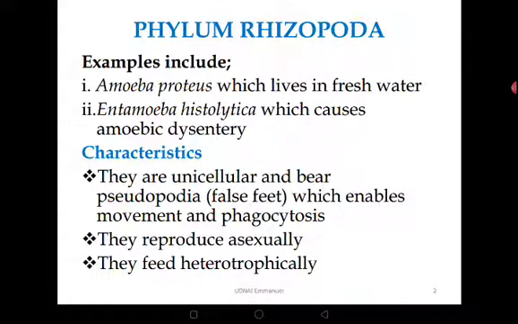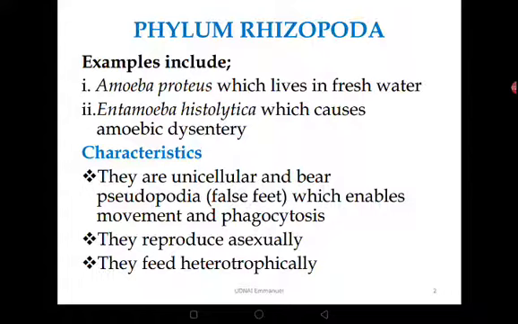Let's start with phylum RHIZOPODA. So this phylum, the pronunciation is RHIZOPODA, and it includes the Amoeba. This one lives in fresh water. You must have probably learnt about Amoeba right from senior 1. That organism that has the pseudopodia, the pseudopods, and moves using the pseudopods, and it feeds by engulfing. You remember that organism, the Amoeba?